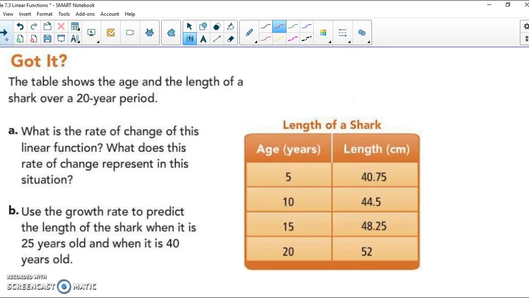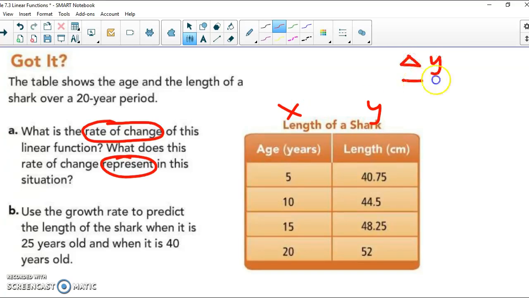All right, last chance to practice to make sure you've got it. This table shows the age and the length of a shark over a 20-year period. What is the rate of change of this linear function? And what does the rate of change represent in this situation? So let's start here. I have my x values and my y values, and I'm looking for the change in y over the change in x.